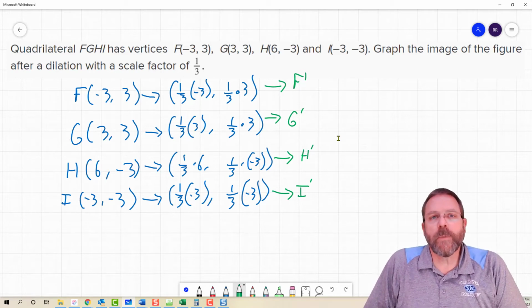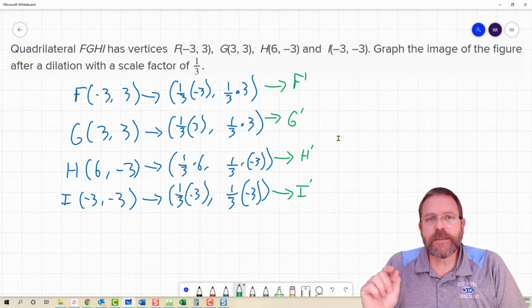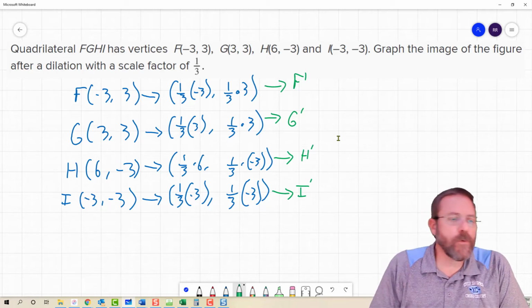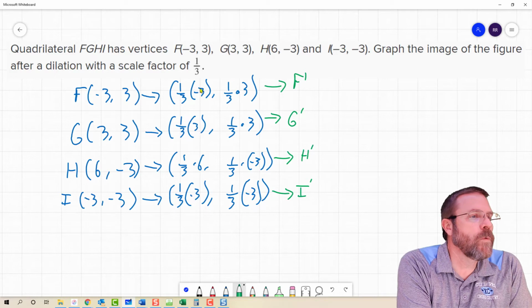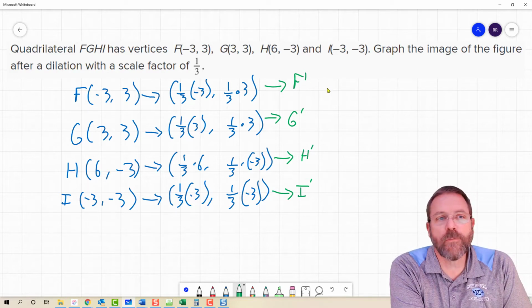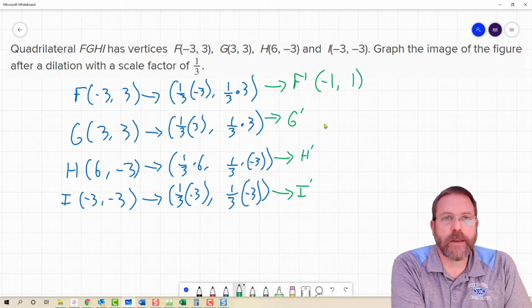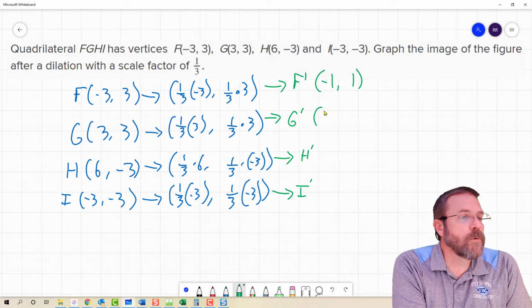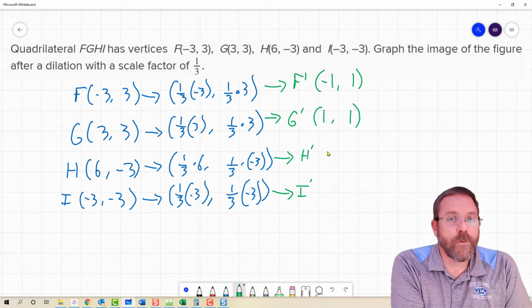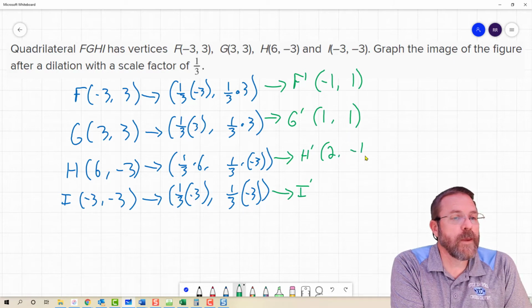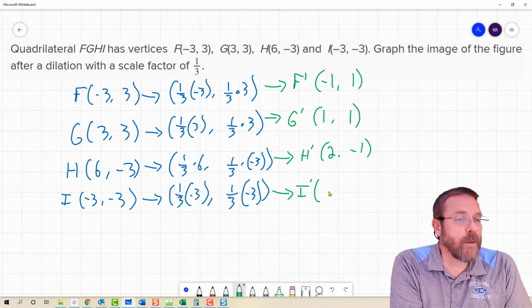I listed each of my coordinates, and I took each piece of that coordinate and multiplied by 1/3. From here, I'm actually going to do the math on it. So 1/3 times -3, 1/3 of -3 is going to be a -1. 1/3 of 3 is going to be a +1. That's our F prime. Our G prime, 1/3 of 3 is 1, 1/3 of 3 is 1. Our H prime, 1/3 of 6, that's going to end up being a 2. 1/3 of -3, that's going to be a -1. And our I prime, 1/3 of -3 is -1. 1/3 of -3 is -1 again.